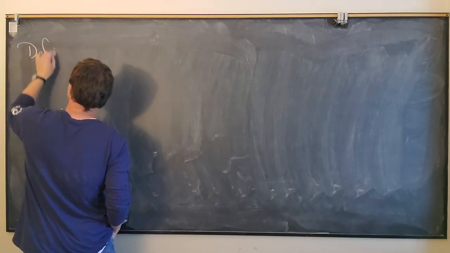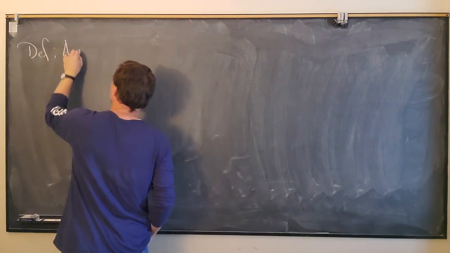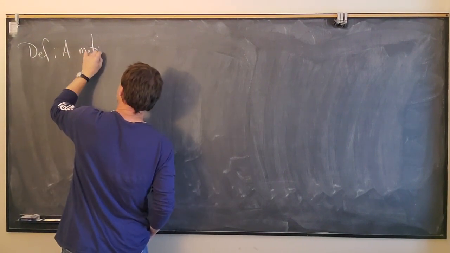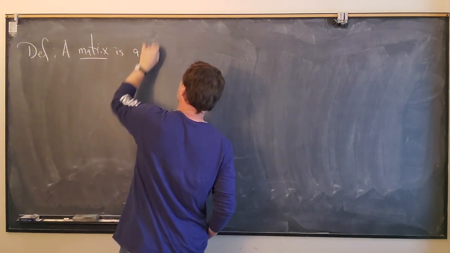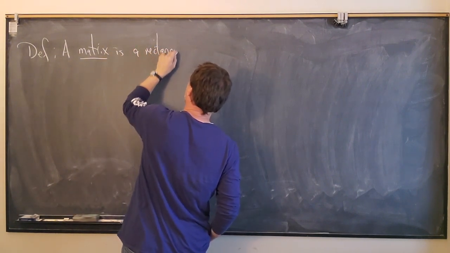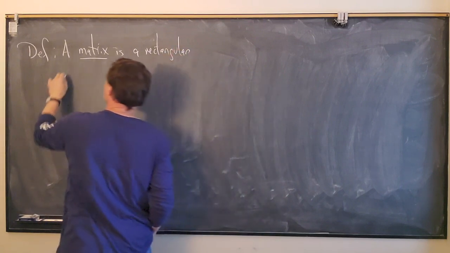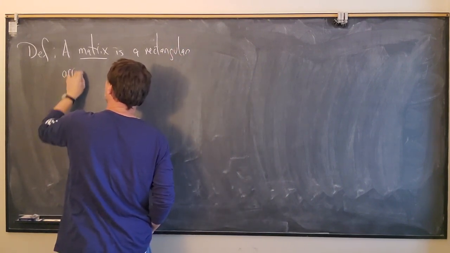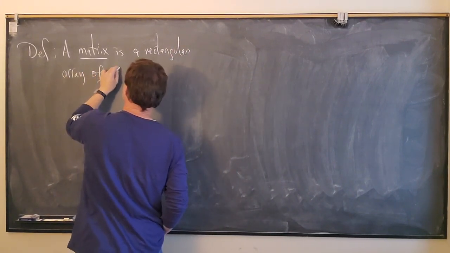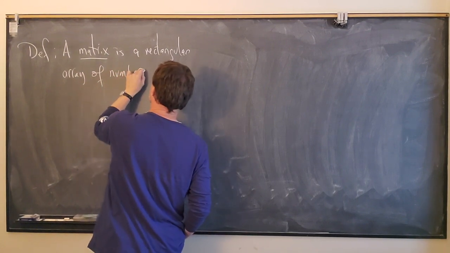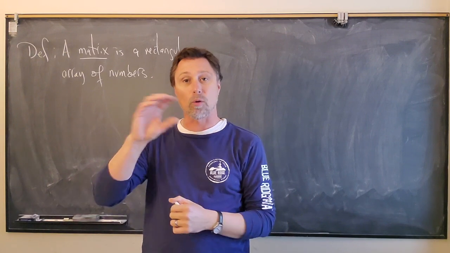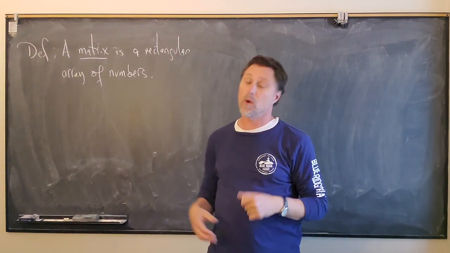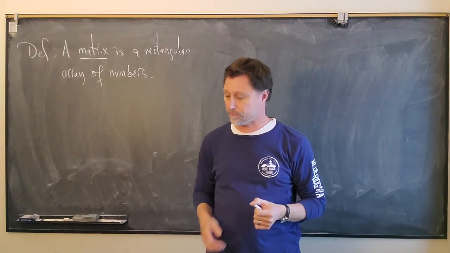So we start with the definition. A matrix is a rectangular array of numbers. So what does that mean? If you take a bunch of numbers and arrange them in a rectangular shape, we call that a matrix.